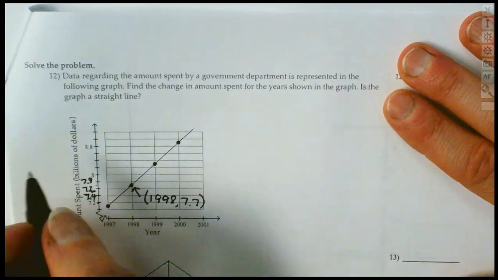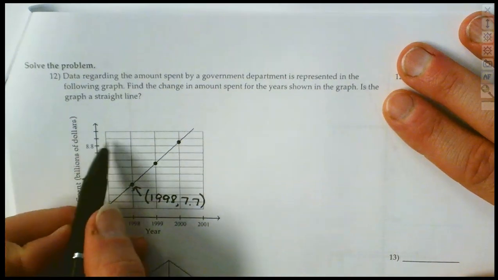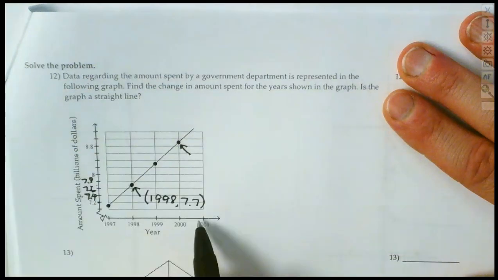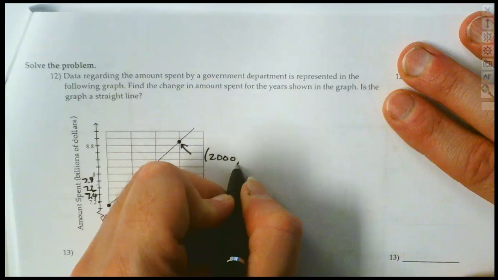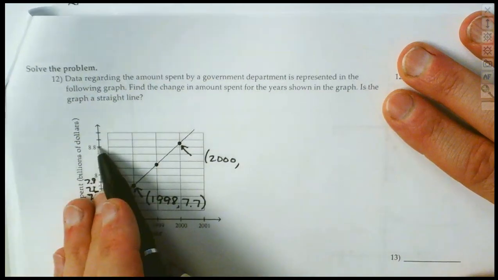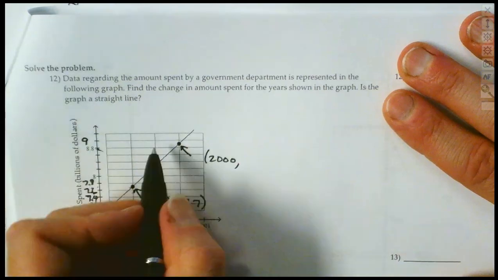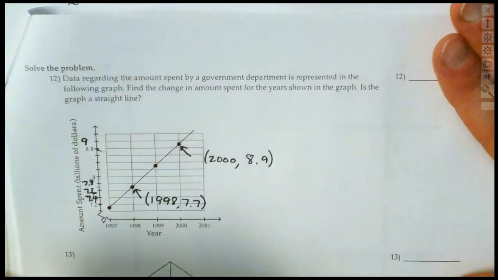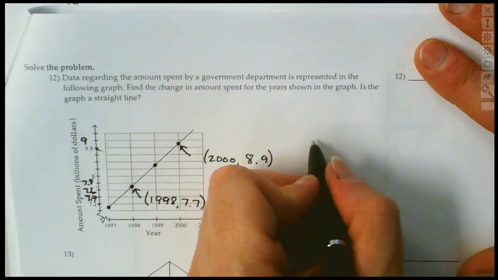And let's pick another one up here. Doesn't matter which one we pick. Well, let's just use this point right here. As an ordered pair, it looks like this point is the year 2000. And it looks like there's 8.8 and 9. It's in between. So let's say 8.9. Okay, and then you're going to use those 2 points.